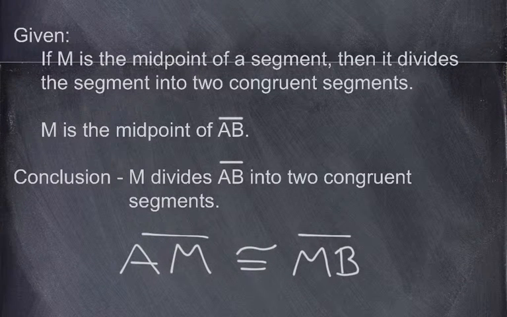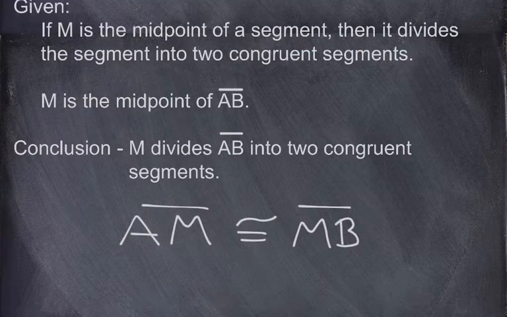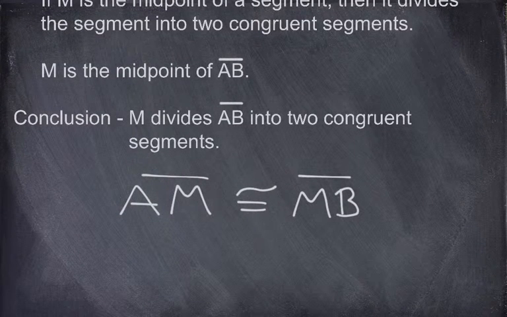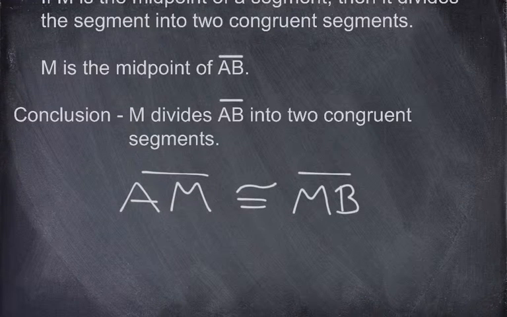So again, we have the conditional that's true, and then we say something about the hypothesis. M is the midpoint of AB, therefore our conclusion is that M would divide AB into two congruent segments. So this is a way of using the law of detachment.